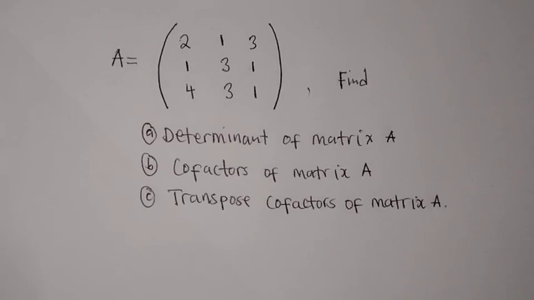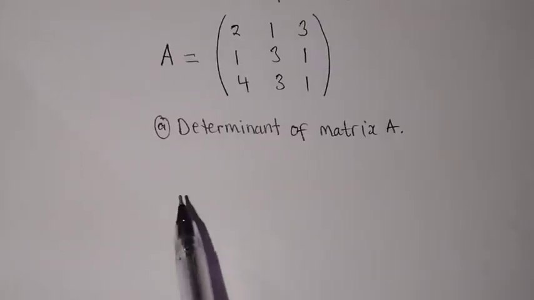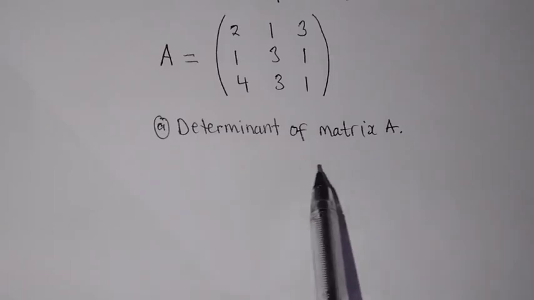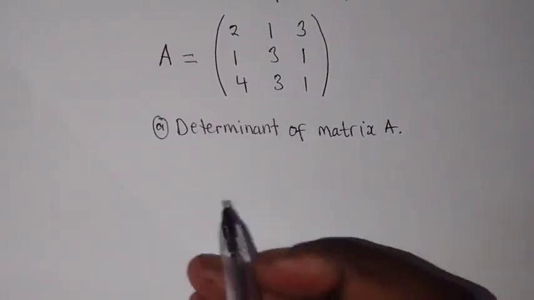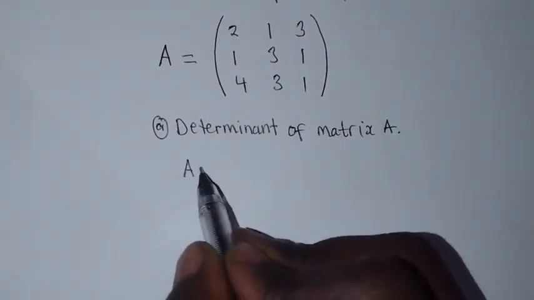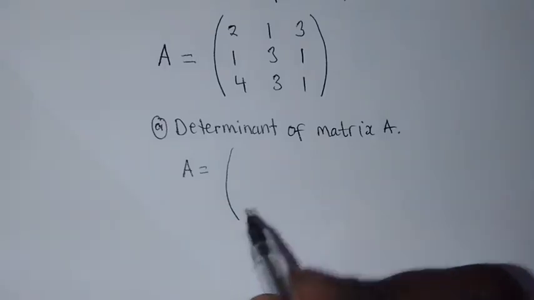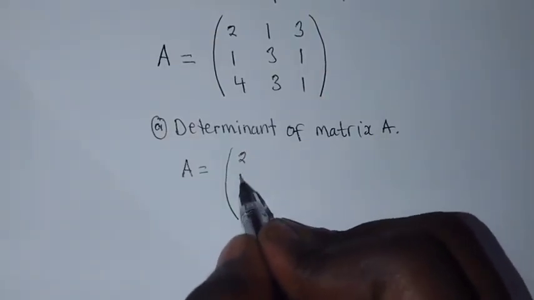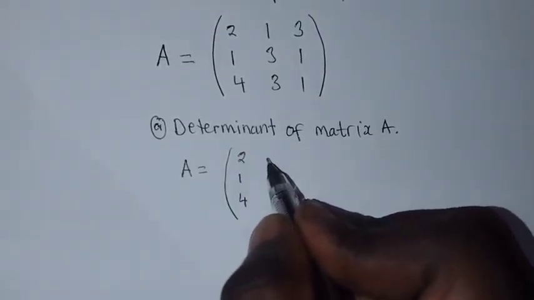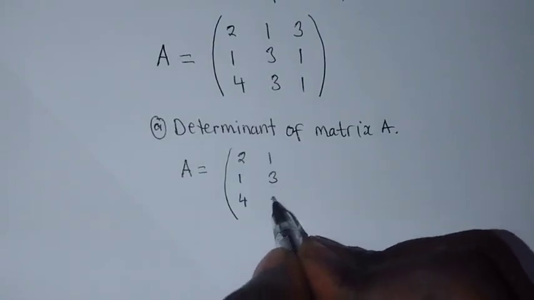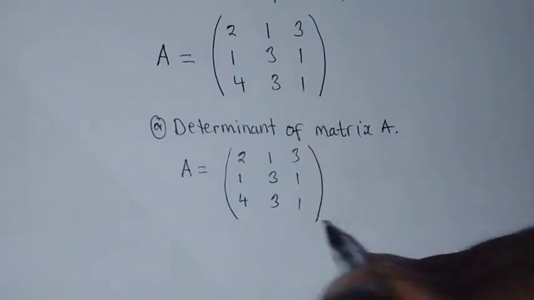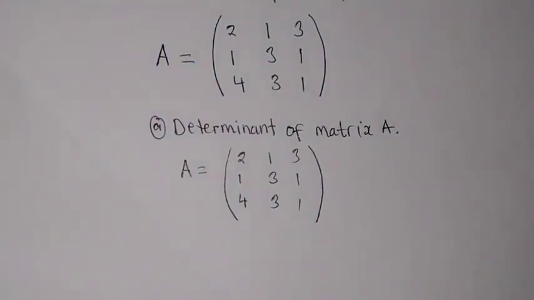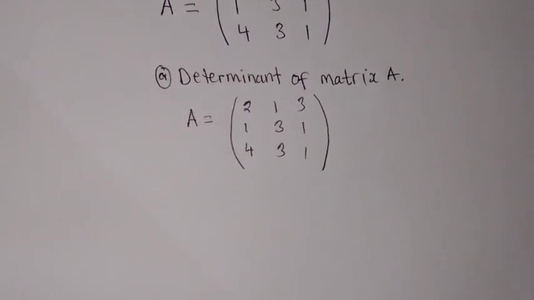So I'm going to start with question A, finding the determinant of matrix A. So we need to find the determinant of this matrix. I'm going to write our matrix. We have matrix A, which is equal to 2, 1, 4, 1, 3, 3, 3, 1, 1. So this is a 3 by 3 matrix. We need to find the determinant of this matrix A.